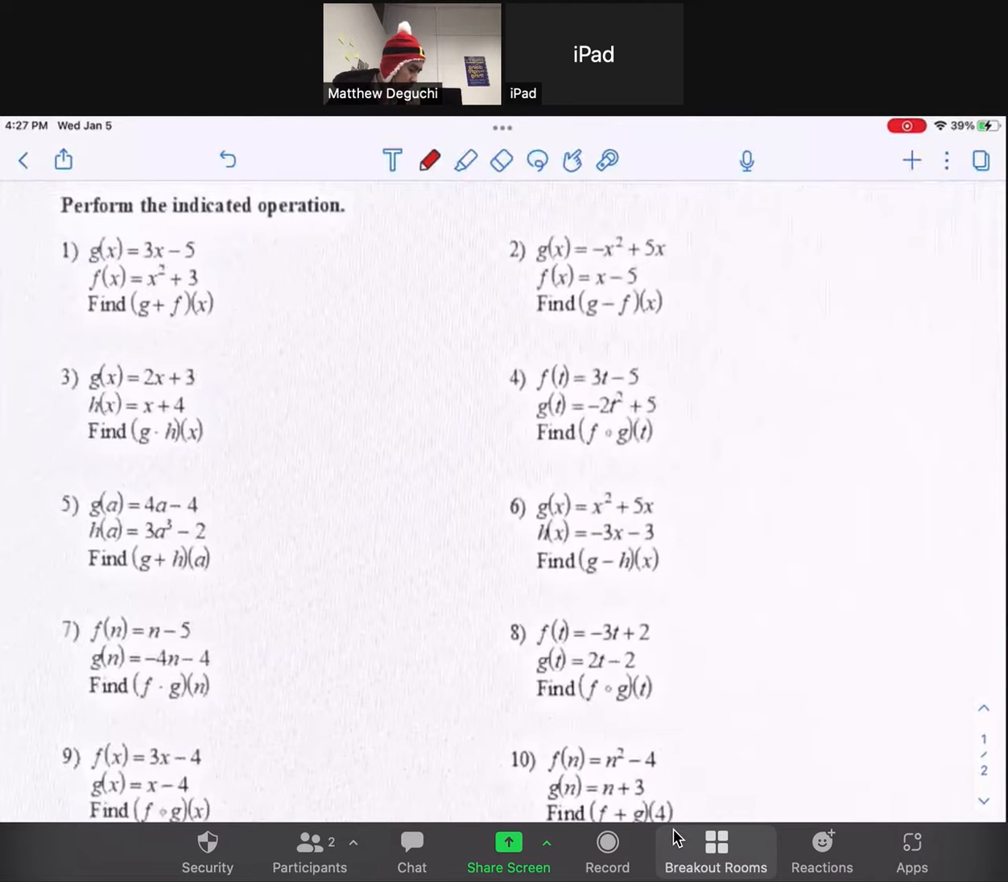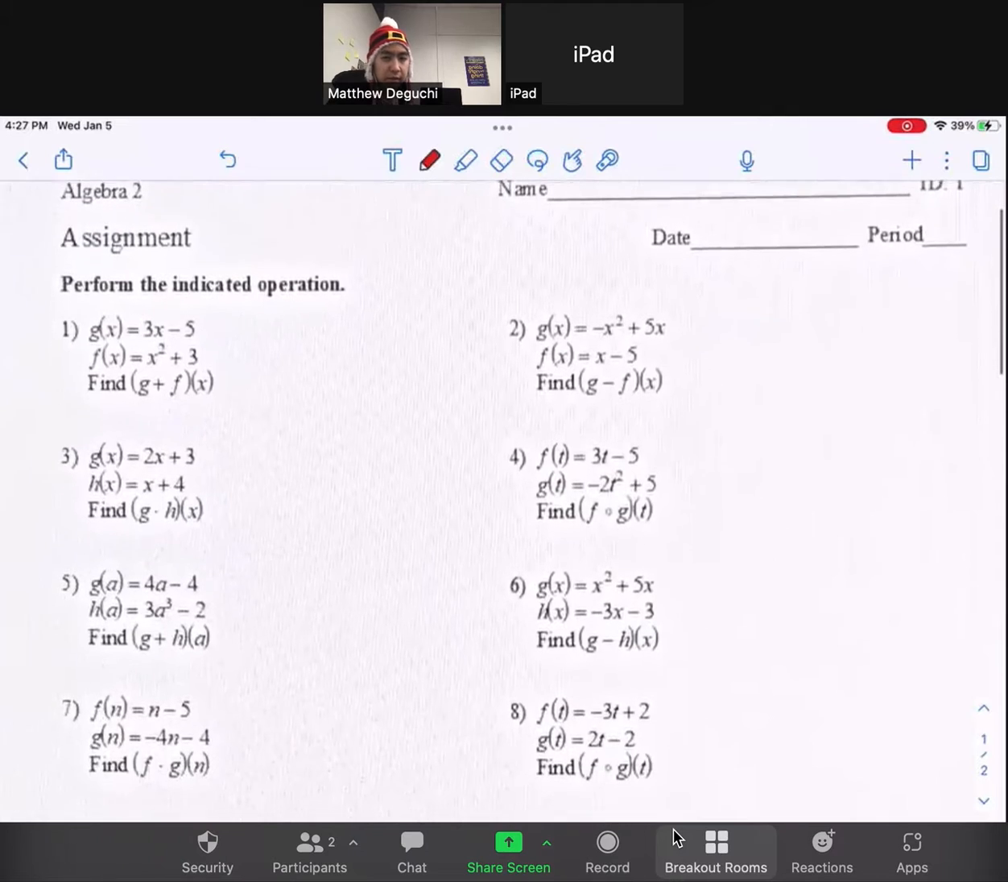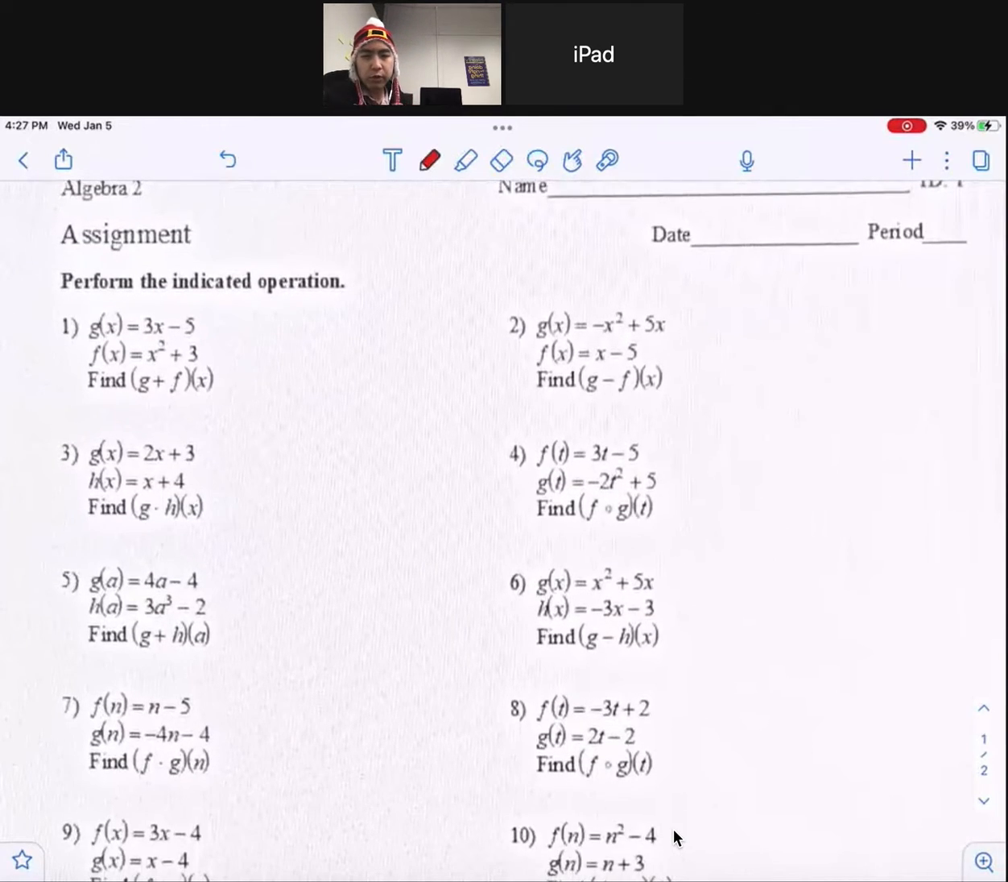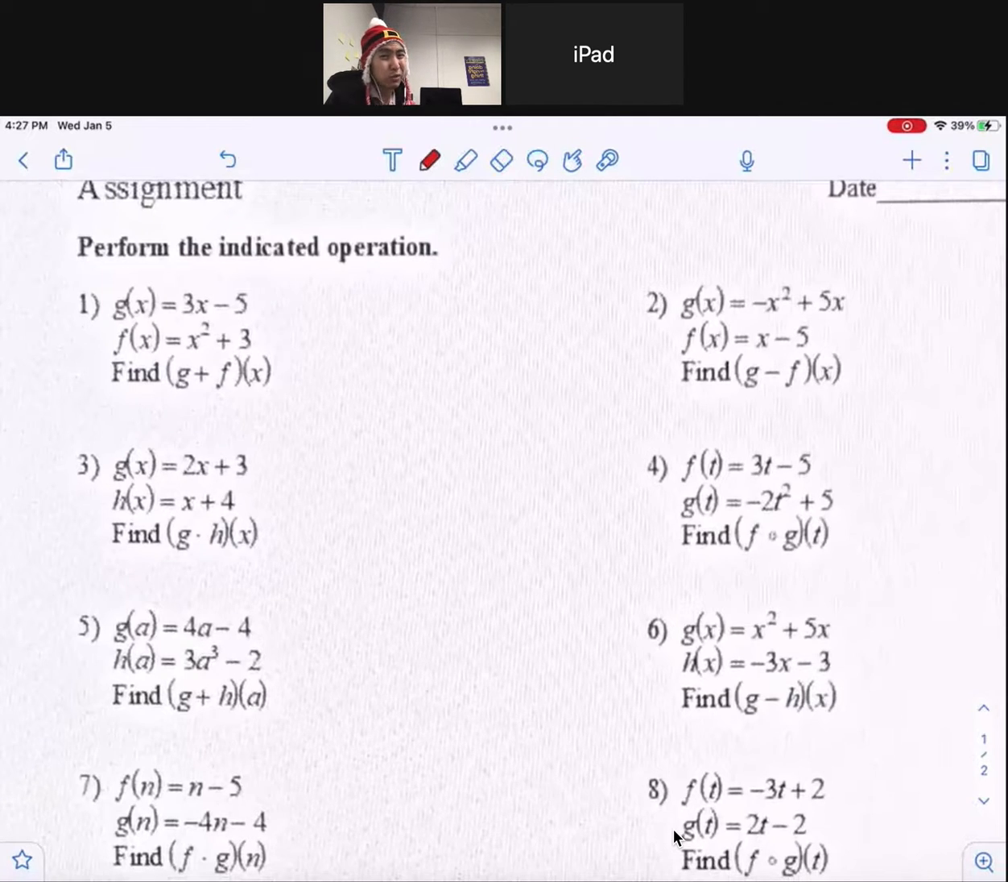Hey guys, so here's your homework on function composition, numbers 1 through 18. I thought this was a nice review for you to do your first day back from break.